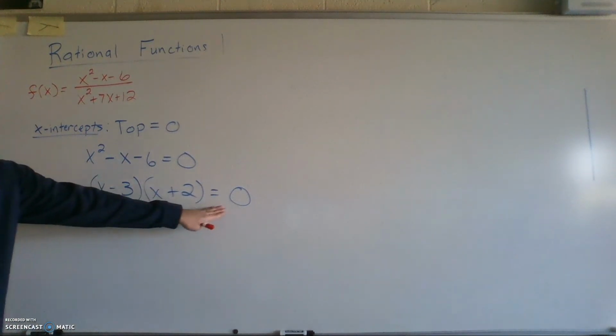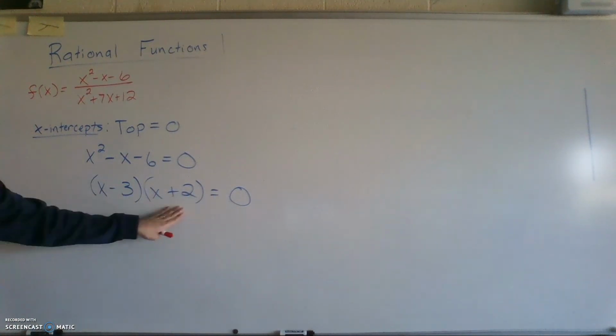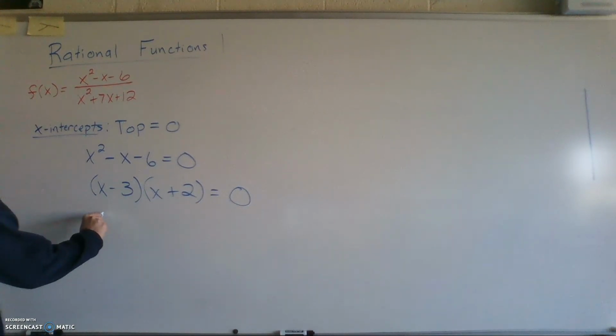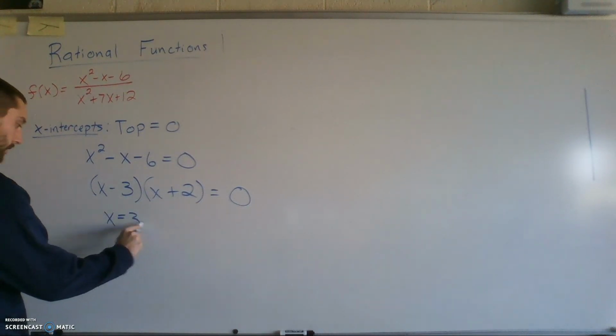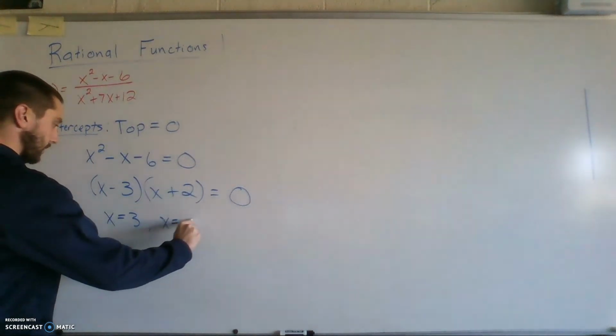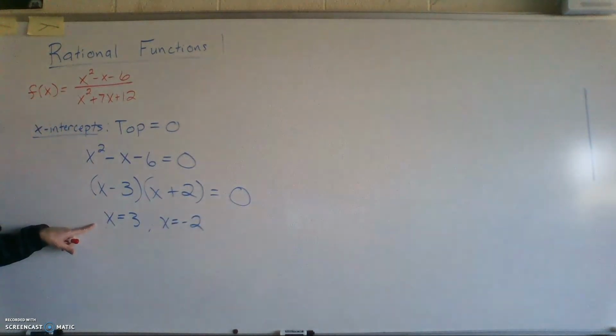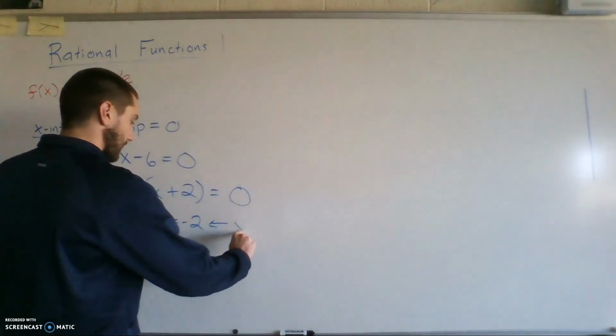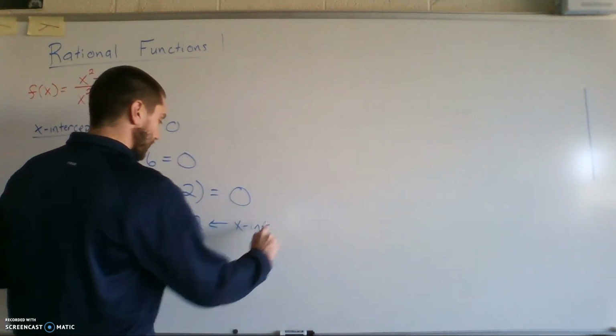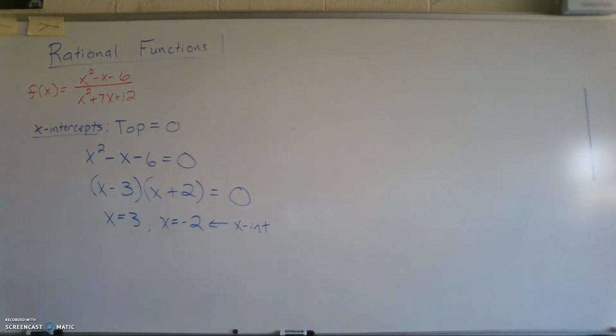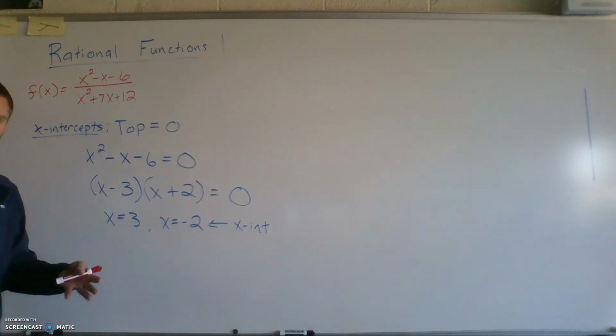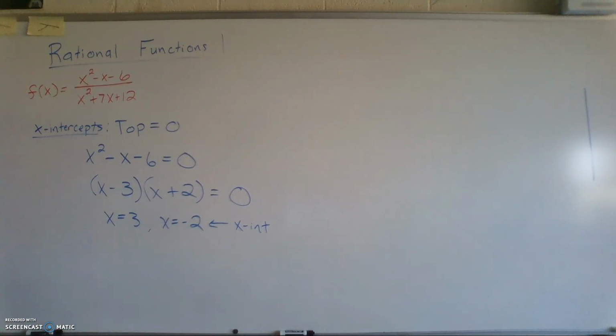-3 times 2 is -6, but -3 plus 2 is -1. So there's the factor version. And then if I'm trying to solve for 0, I'm going to set both of these equal to 0. So I get x equals 3 and x equals -2. So these values that I just found are going to be my x-intercepts on my function.